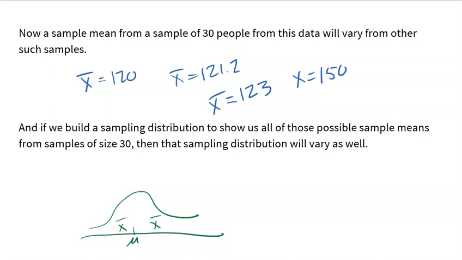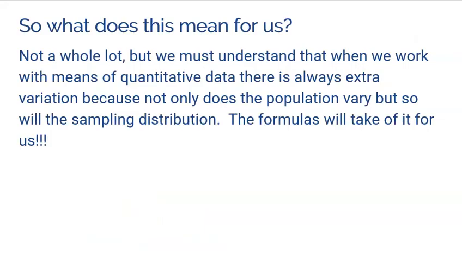But what we have to understand when you're working with means is you get a lot of variation, because the population can vary, any individual sample could vary, and even the sampling distribution that shows how all those samples are going to vary. So there's a lot of variation here. Now, what does this mean for us? What am I trying to get at? Honestly, it doesn't mean a whole lot. But what we need to understand is that when we work with means of quantitative data, there's always extra variation, because not only does the population vary, but so will the sampling distribution.